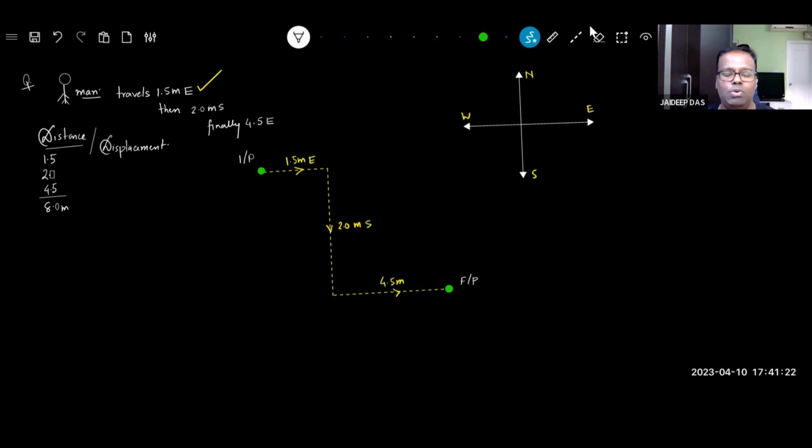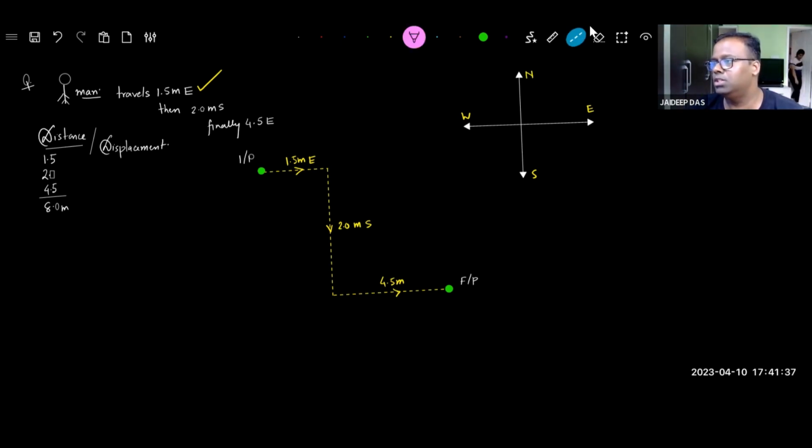How many of you have understood how to calculate the distance? It's the length of the actual path traveled, irrespective of the direction in which the person is traveling. There's no question about the direction. Now let's see what is the displacement. When you talk about displacement, it is always the shortest straight line distance from the initial point to the final point.